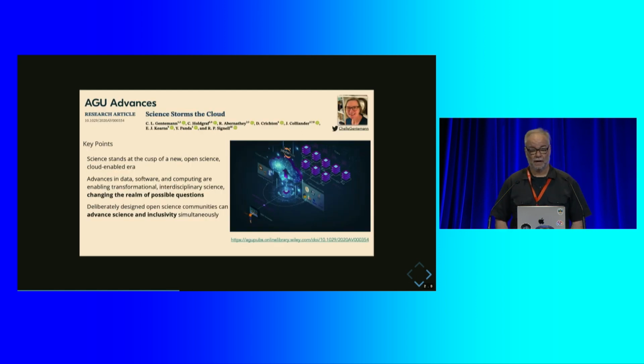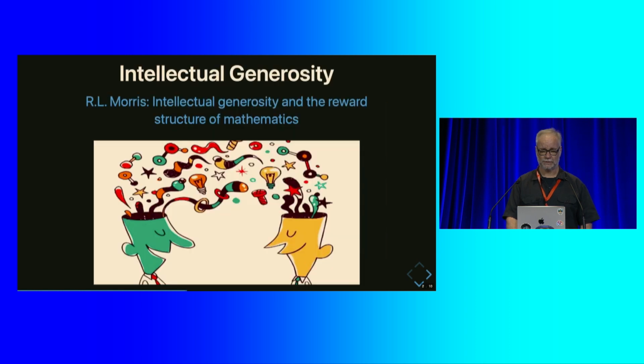So with some folks that are familiar in this community and under leadership by Dr. Genteman, we had a paper called Science Storms the Cloud that explains in some ways how science will transform, or is in the process of transforming, due to the presence of cloud technologies and technology facilitated by the Jupyter ecosystem.